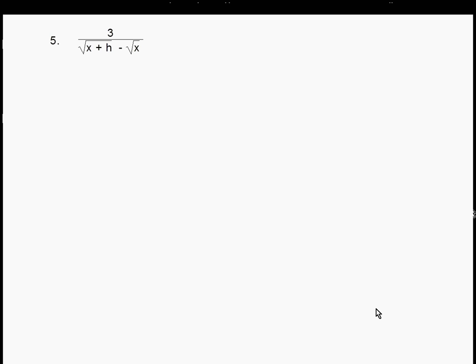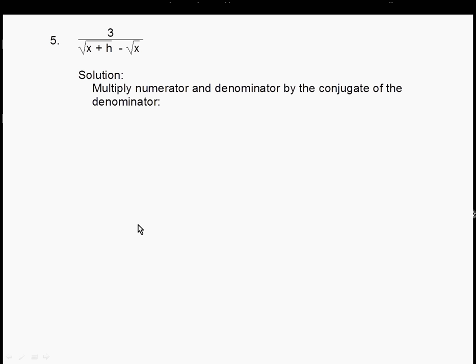Number 5. I have 3 over the square root of x plus h minus the square root of x. So we're back to the conjugates. Okay, the conjugate changes the sign between the two terms. That'll become a plus. So I'm going to multiply the top and the bottom by the square root of x plus h plus the square root of x. Okay, in the numerator, I'm going to have 3 times the square root of x plus h plus x.